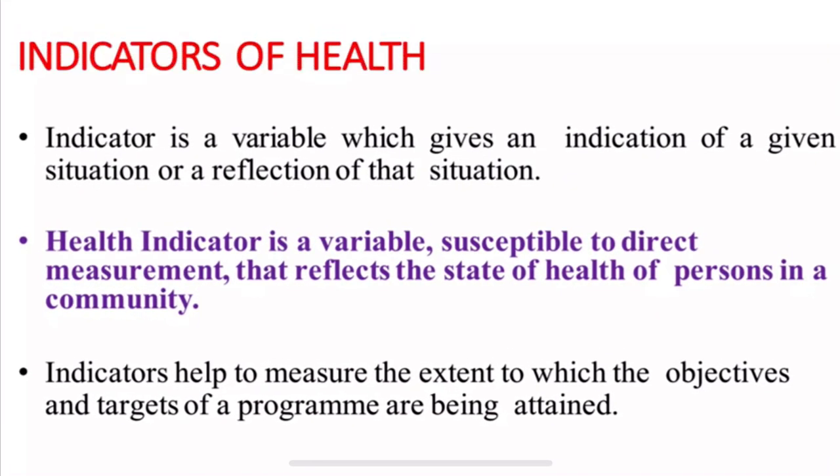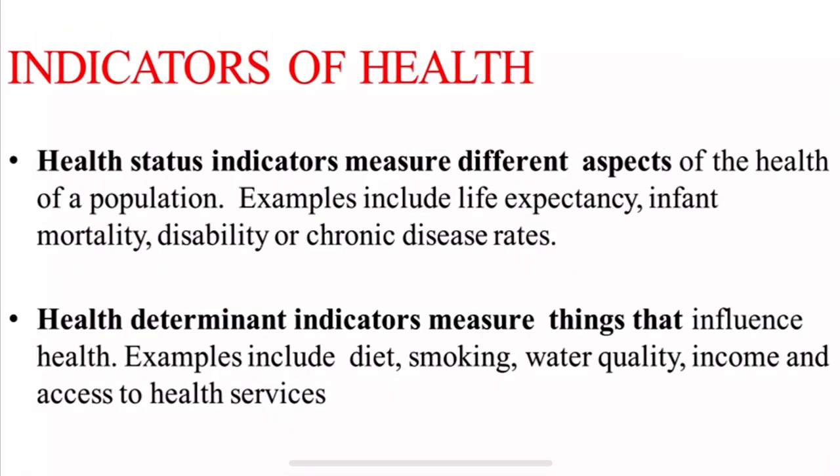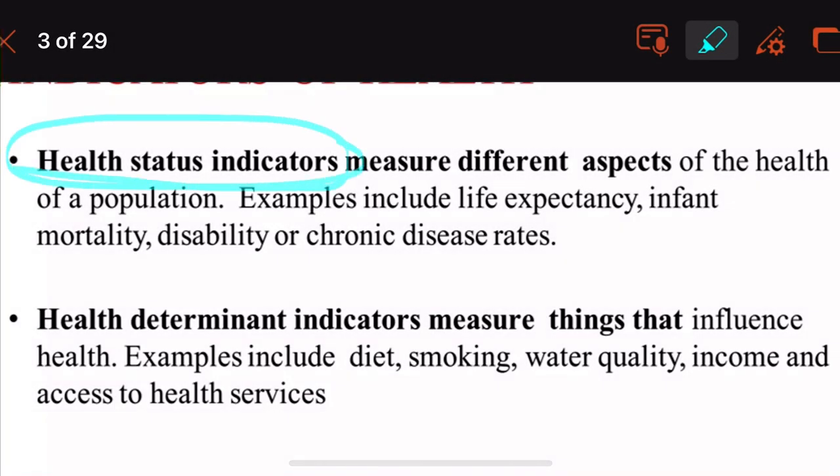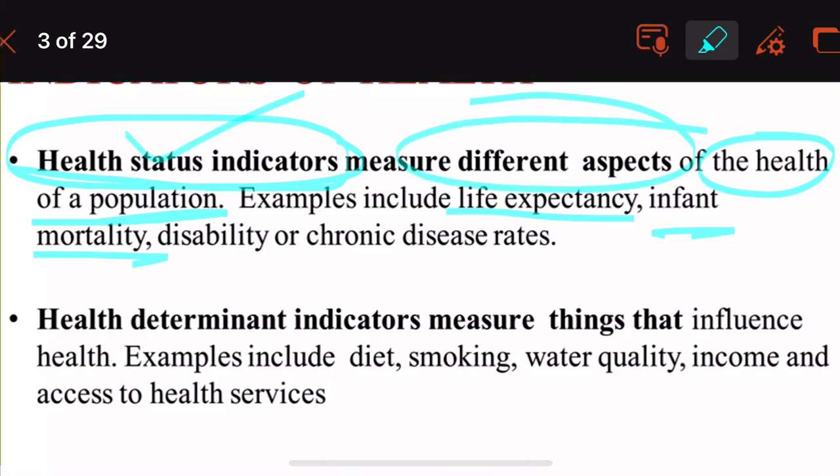Now let us see what are the various indicators of health. Health status indicators will measure the different aspects of the health of a population. Like we read, they help us to study the health of the population. Examples include life expectancy and infant mortality. Mortality is nothing but the death, disability, or chronic disease rate in that community. These are the health status indicators.